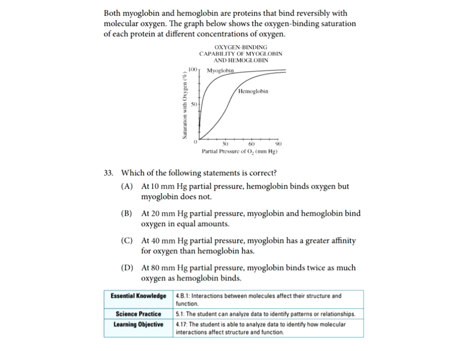All right, next question. Both myoglobin and hemoglobin are proteins that bind reversibly with molecular oxygen. So they both bind with oxygen. The graph below shows the oxygen binding saturation of each protein at different concentrations of oxygen. So we're looking at this graph to see which of the following statements is correct. A, at 10 millimeters of mercury pressure, so that's 10 right here, hemoglobin binds oxygen, but myoglobin does not. Is that a correct statement?